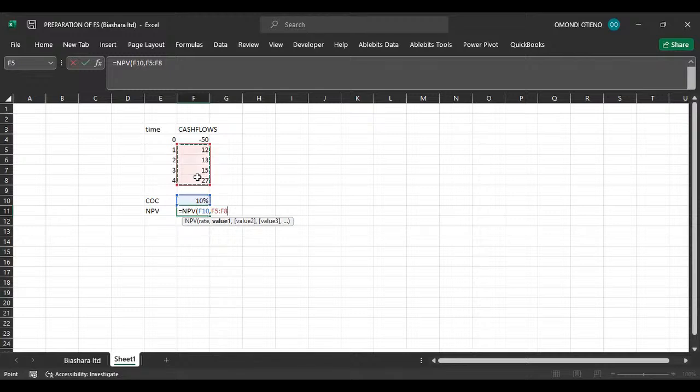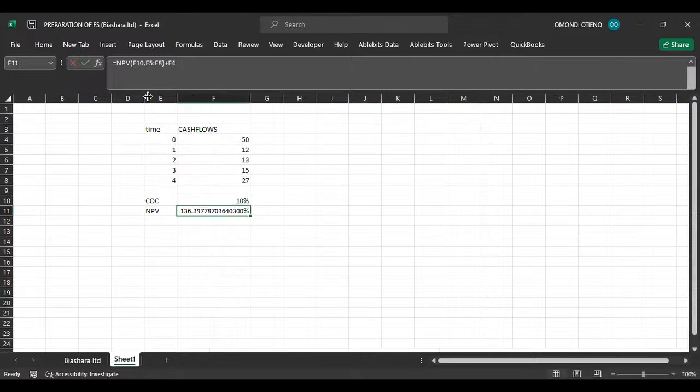Close brackets. And then now you have to pick the initial outlay independently. Because the initial outlay there is negative, you say plus that negative 50. Go to that negative 50, pick it. And then you say control enter, or just enter. Great. So not a problem.